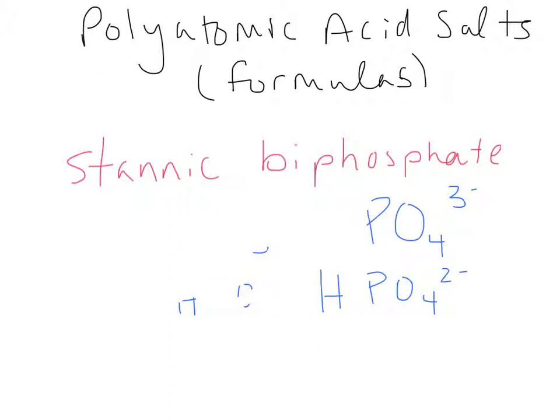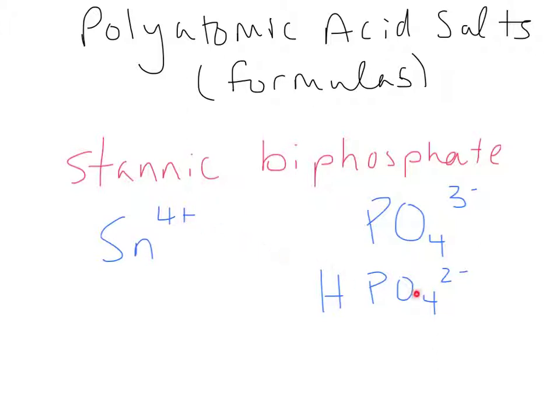So what's going to happen now is we need to figure out the charge on stannic. So stannic is also tin, and the tin symbol is Sn, and because the ending is ic, you know that it's going to be the larger of the 2 charges, so it's going to be 4 positive. So now you're going to use the crisscross method, and I'll even whistle it for you here.